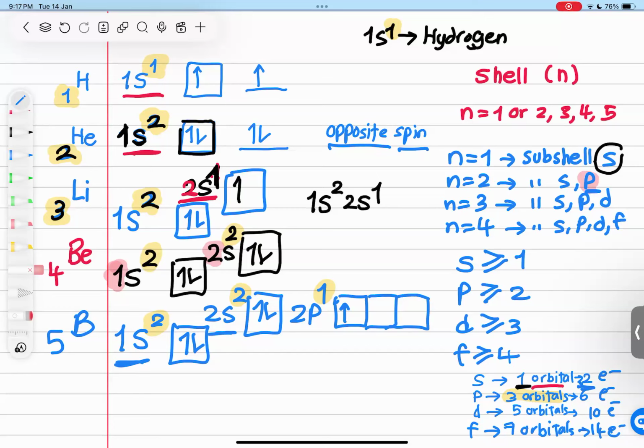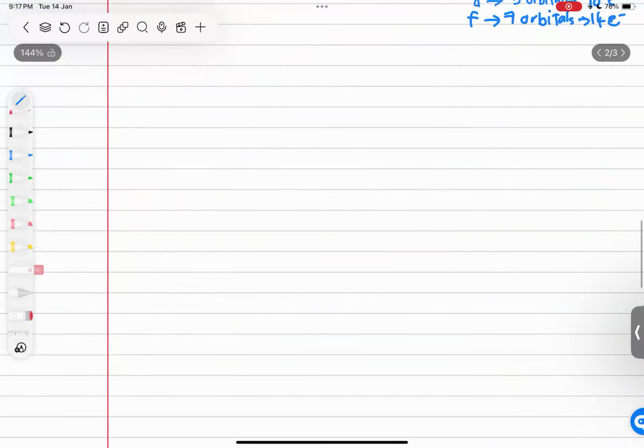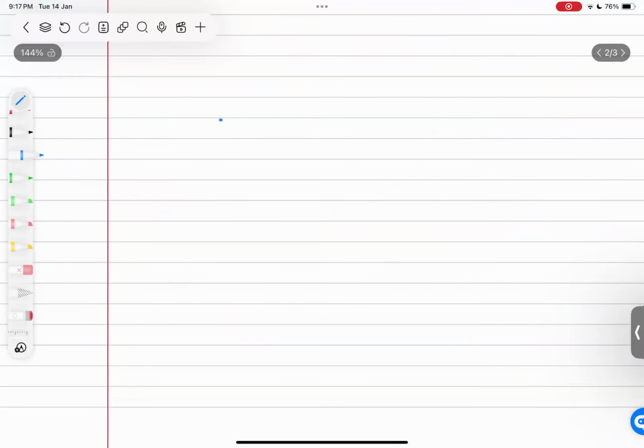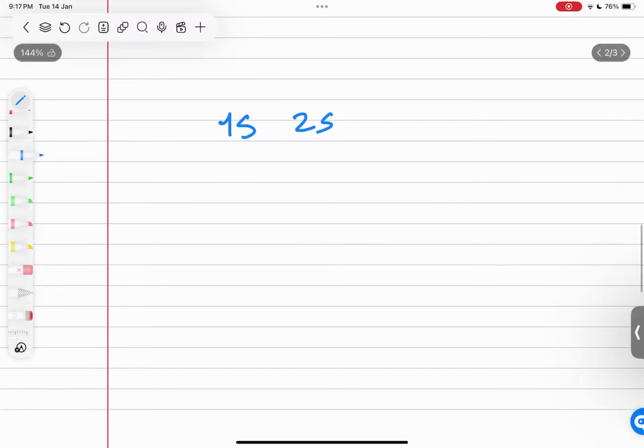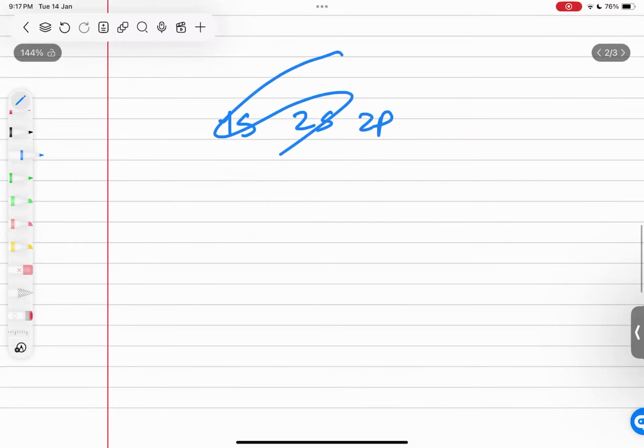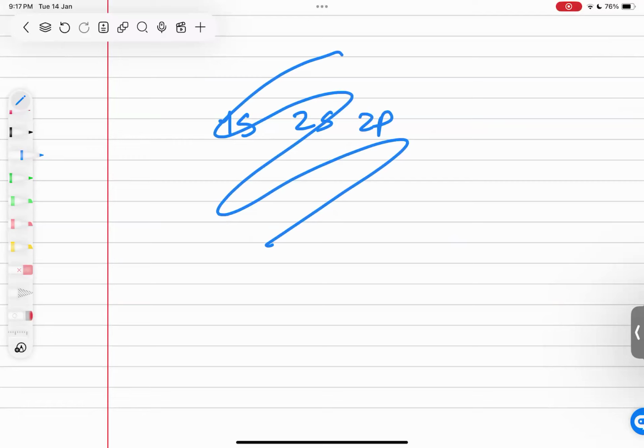Now, the teachers are always giving the 3-way. If you looked in this class, the teachers are always giving the 3 ways. They will say, you write 1S and then you write 2S and then 2P, and it will give you a 3-way. So you remember 1S first, 2S, and then 2P like that.